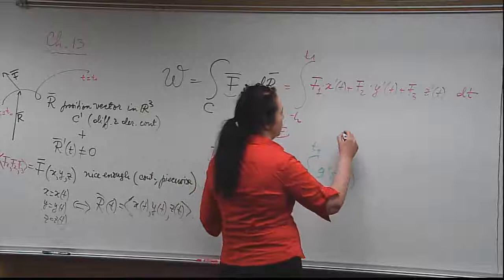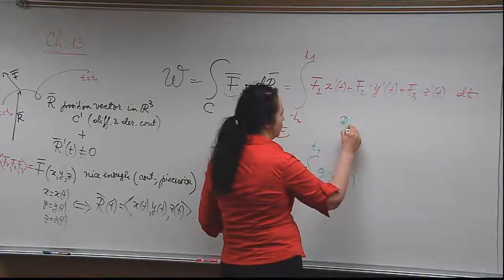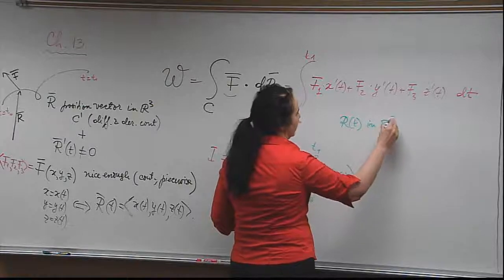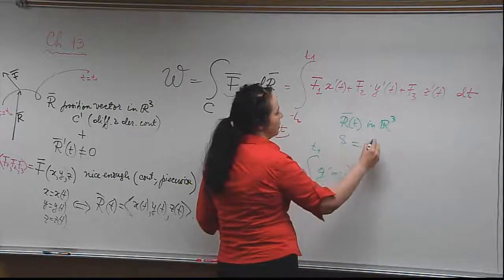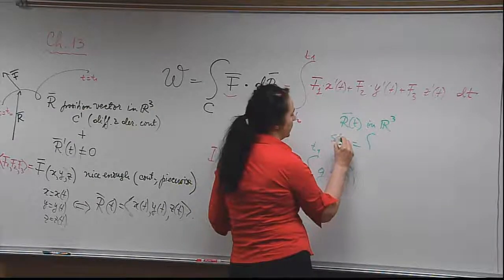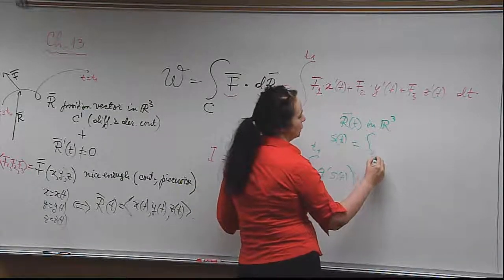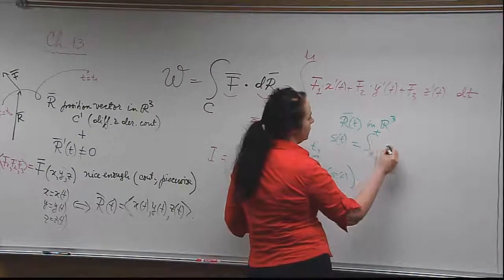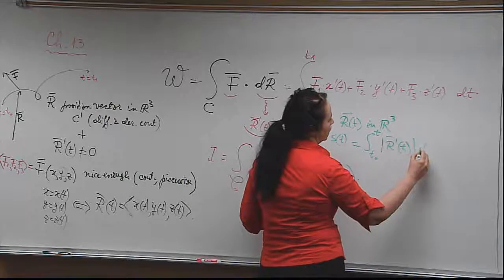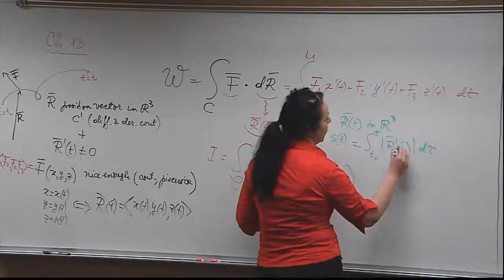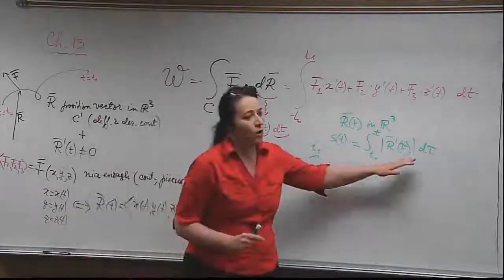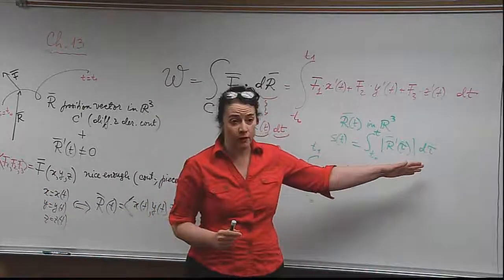So you have an r of t in R3, a vector, and the arc length element was by definition the integral from t0 to t of the speed, r prime in magnitude, d tau. So let me put tau because I'm Greek. And it's all Greek to me. So the tau, some people call the tau the dummy variable.